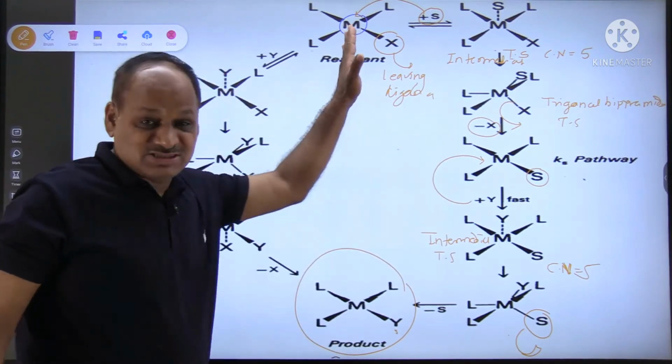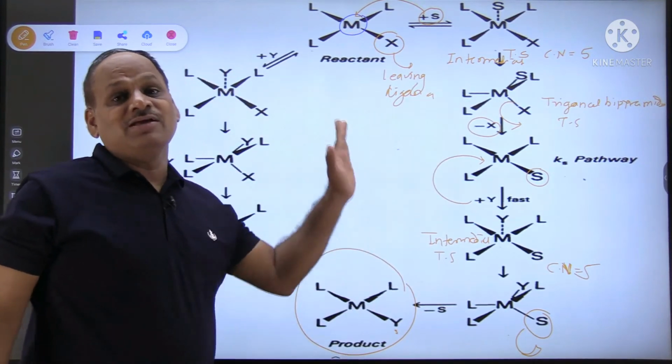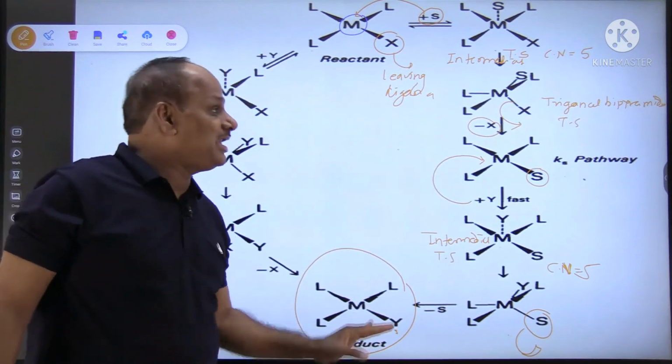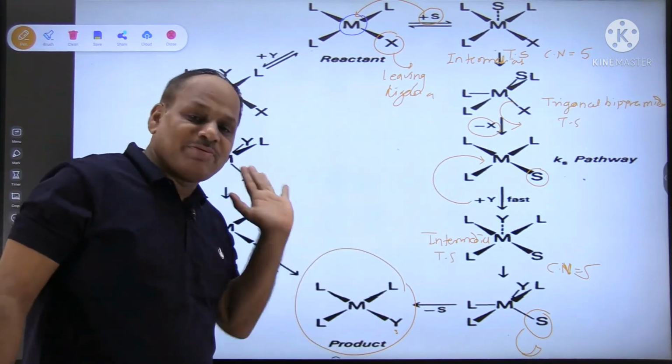You will get the same geometry complex. Here the reactant is cis, so you will get cis here as well; where the reactant is trans, you will get trans here as well.